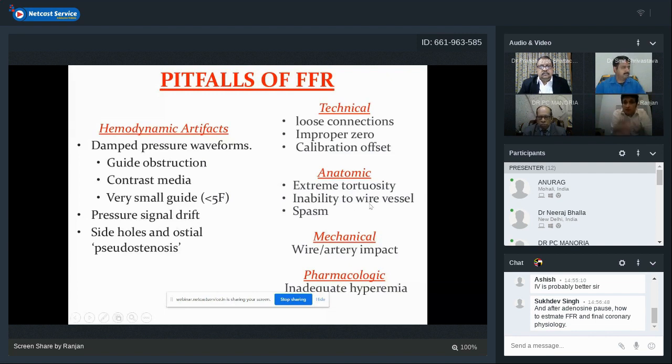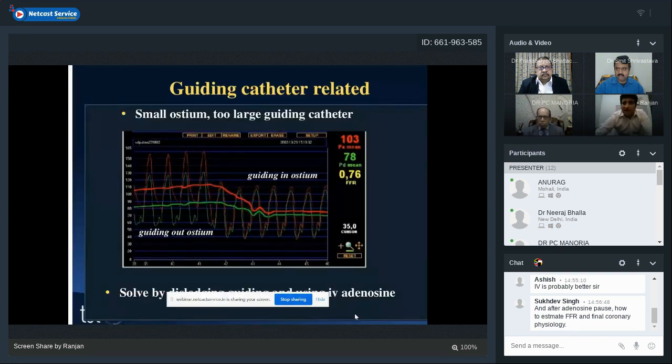Sometimes anatomically, tortuosity is a big problem. Imagine if your wire is impacted in one of the small arteries, you get a lot of artifact. It's also possible you do not produce adequate hyperemia, so the value may be significant, but you're not actually producing the hyperemia, and that's why it is problematic.